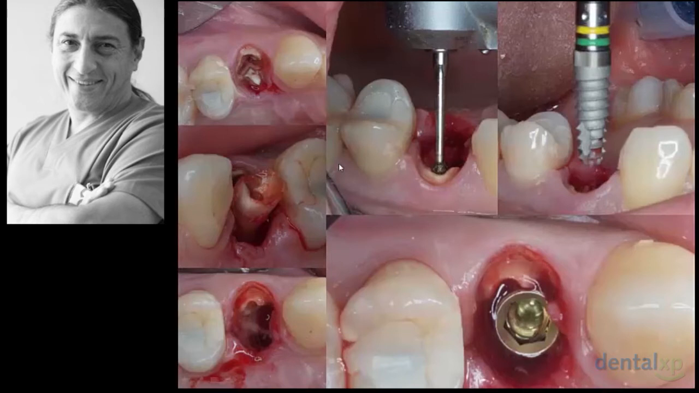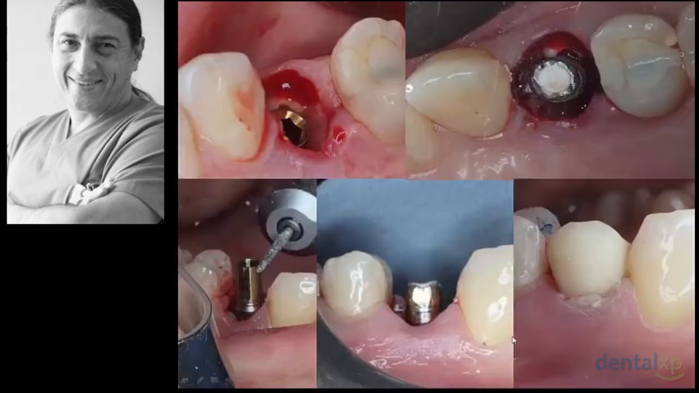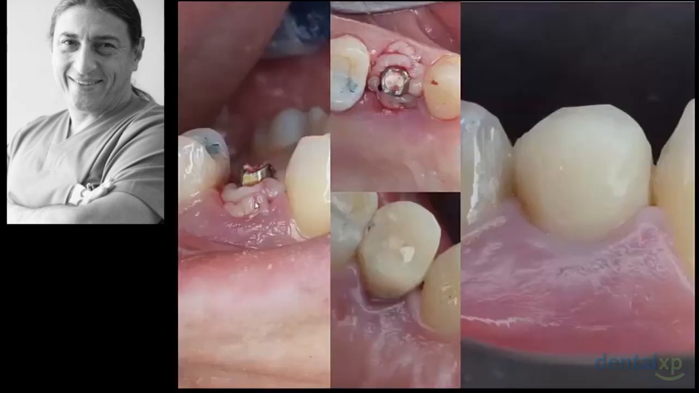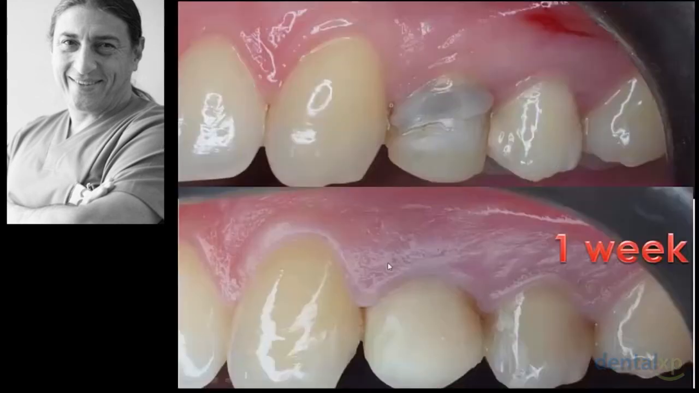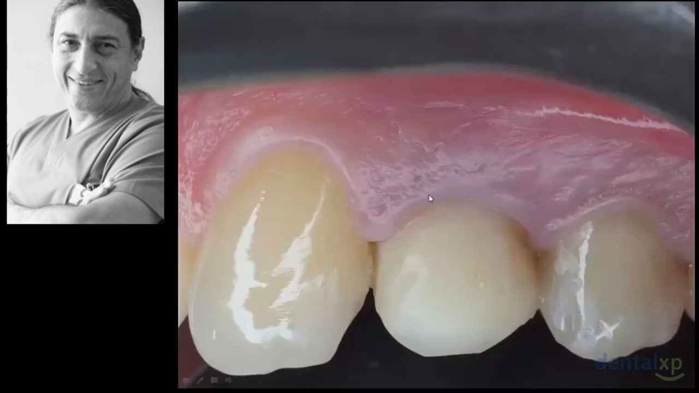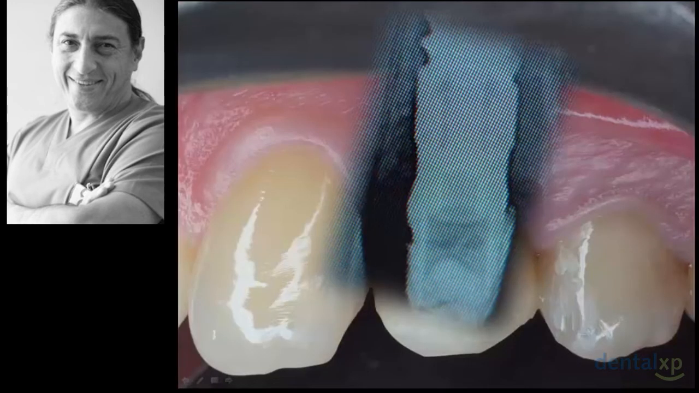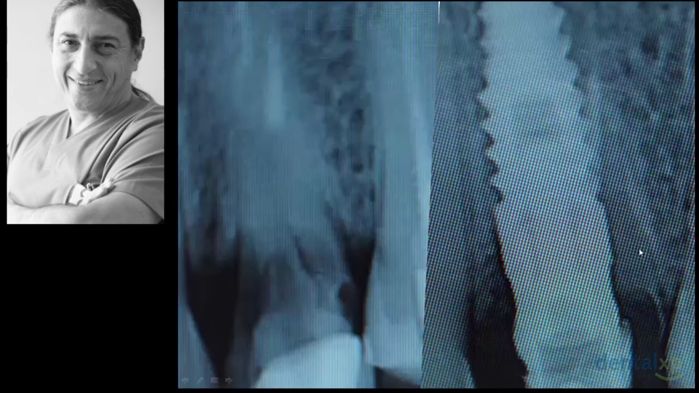You can see all the steps in which we cut. We extract the palatal root, then we prepare the socket shield, the implant insertion, and then we put the abutment, the relation with the abutment. We prepare to do the one abutment one time, and this is the provisional crown with the PRF. The healing at 1 week is excellent. Here you can see the texture, the superimposition of the root, you can see here.